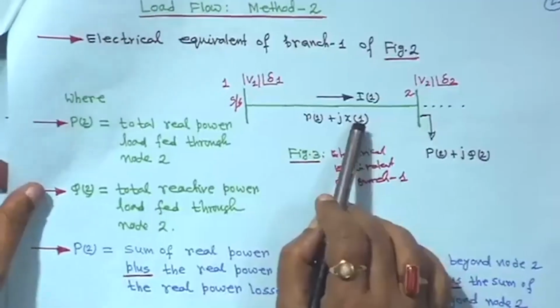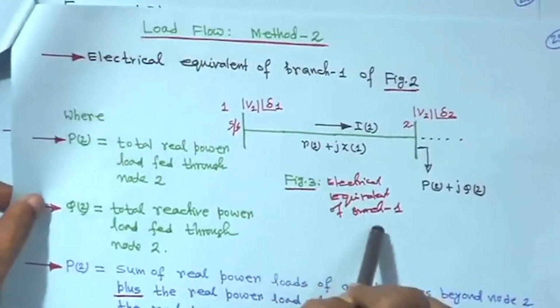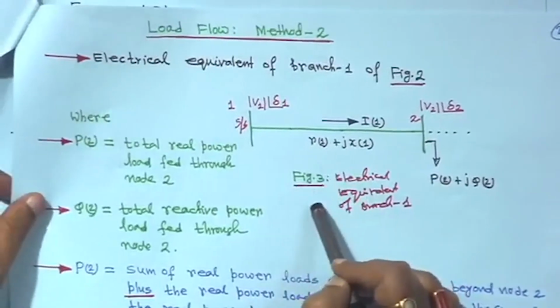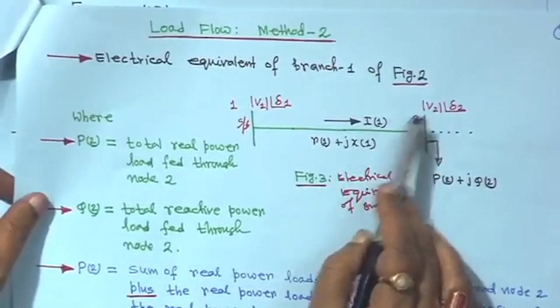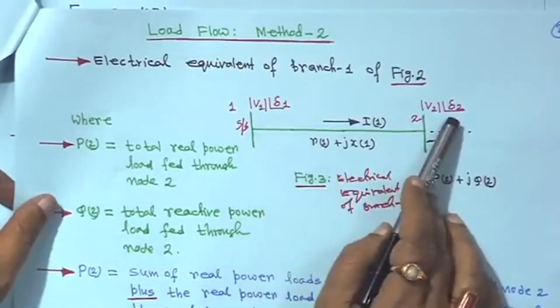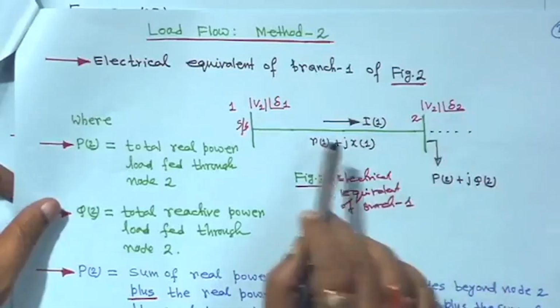I hope this concept is understandable to you, because here the concept is more important, the mathematics is simple, but the concept is more important. Now, you come to this figure, the electrical equivalent of branch 1, because we have to find some mathematical relationship between voltages V2 and V1, because our objective is to eliminate the angle delta from the mathematical expression.